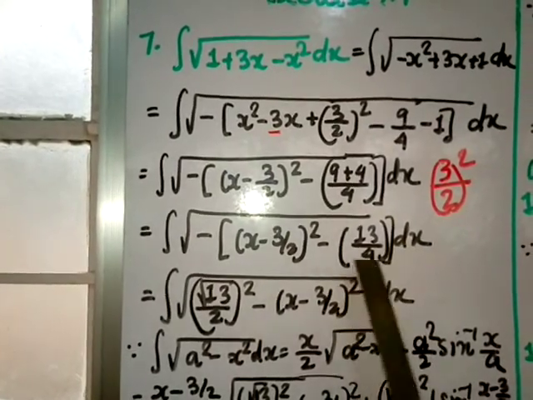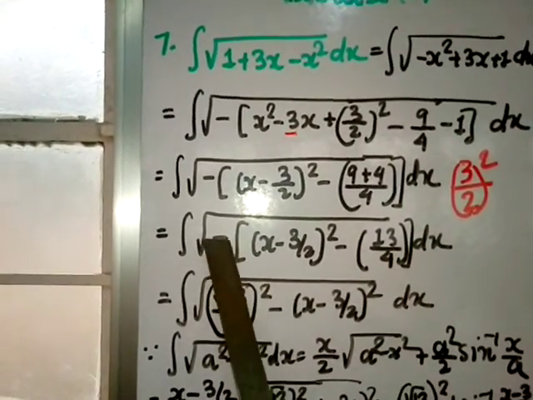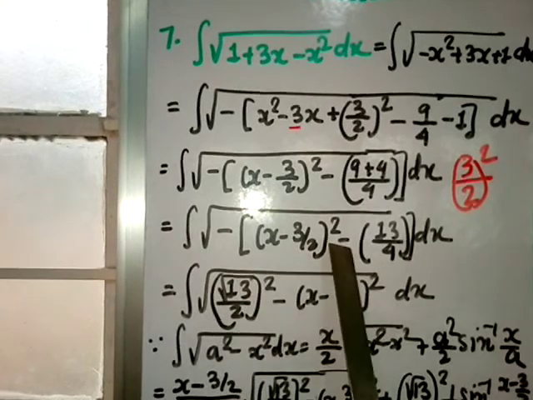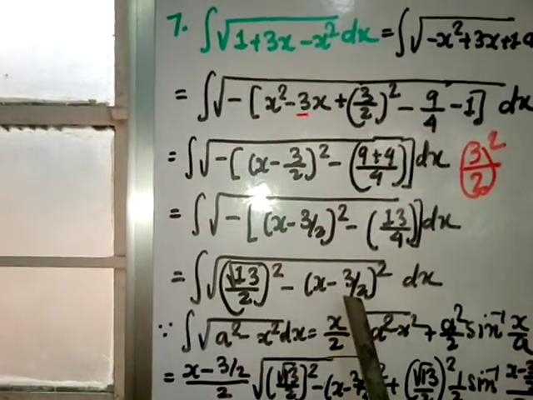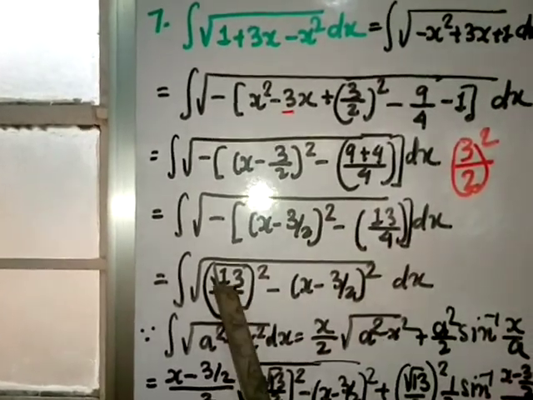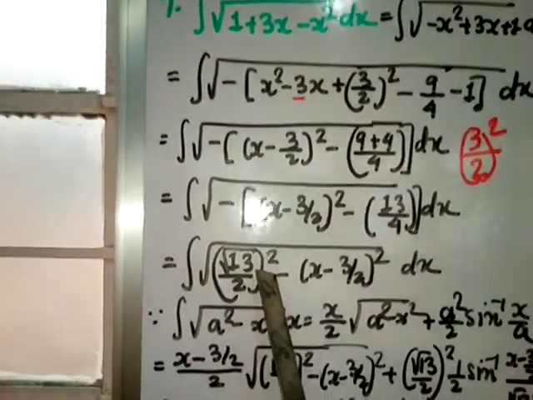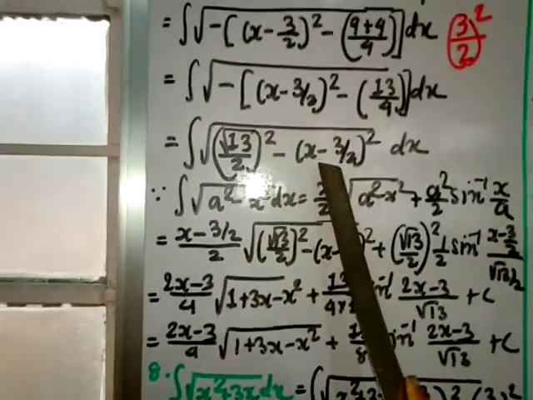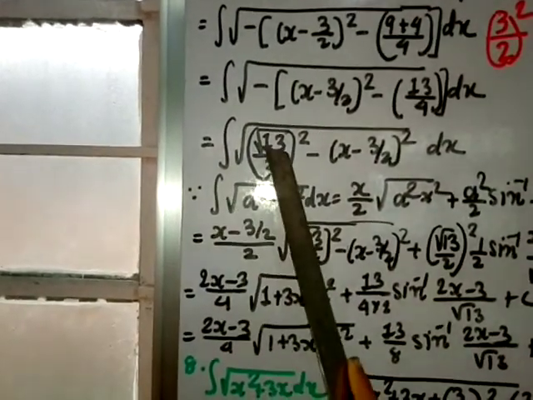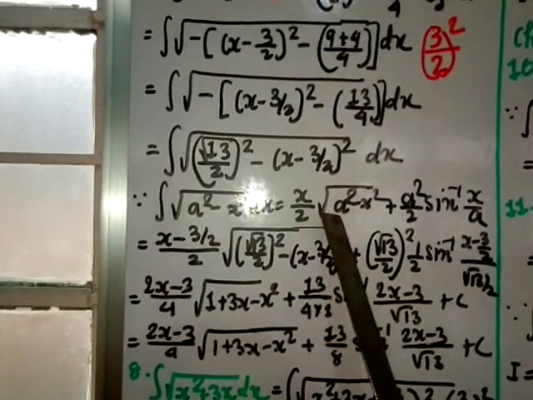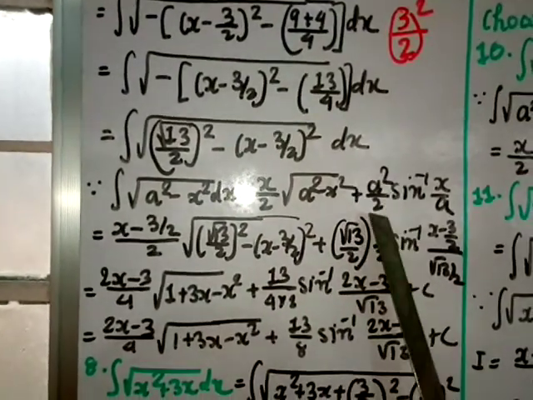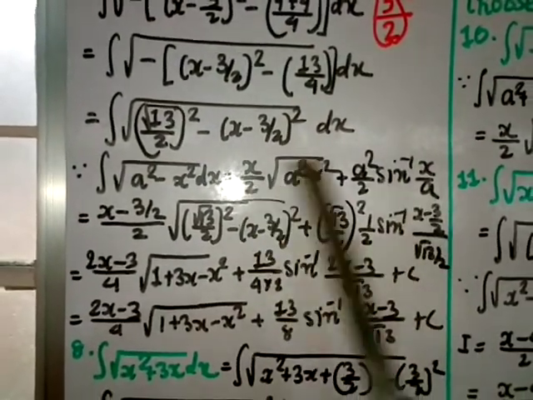This you have to write in the square, and this minus I am multiplying back here. So this becomes negative, this becomes positive. So this positive term I write first, and this negative term second, and this can be written as root 13 by 2 whole square. Now this is a and this is x. So integral square root of a square minus x square. The answer for this is x by 2 square root of a square minus x square plus a square by 2 sin inverse x by a. This is the identity.